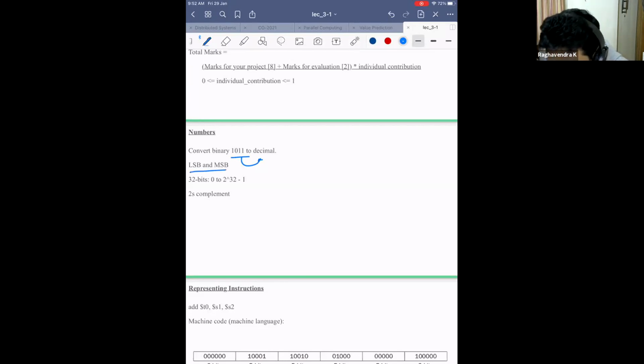And I hope you understand what is LSB and what is MSB. LSB is least significant bit or byte or whatever it is. In general, it's least significant bit, and MSB is most significant bit. When I have 32 bits, the amount of data that I can represent is 0 to 2 power 32 minus 1. This minus 1 comes because I have already used up one of the things, because I am representing 0.